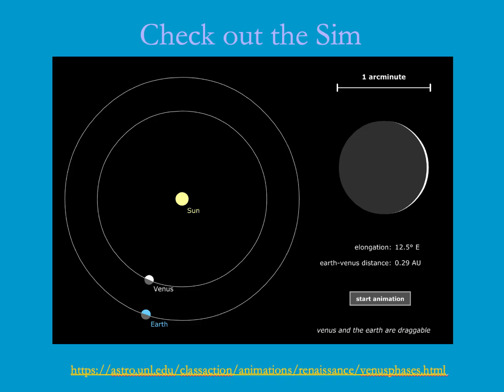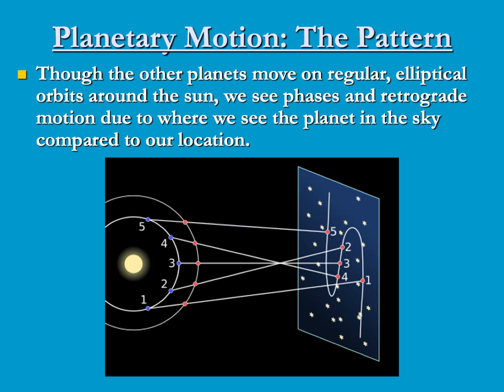Click on the link in the PowerPoint to see a great animation of how the relative positions of Earth and Venus create Venus's phases. Stars appear to move across the sky as a group, but planets change in position relative to the stars. Planets exhibit retrograde motion. That is, they appear to change direction in looping patterns as they move across the sky. Stars do not do this.